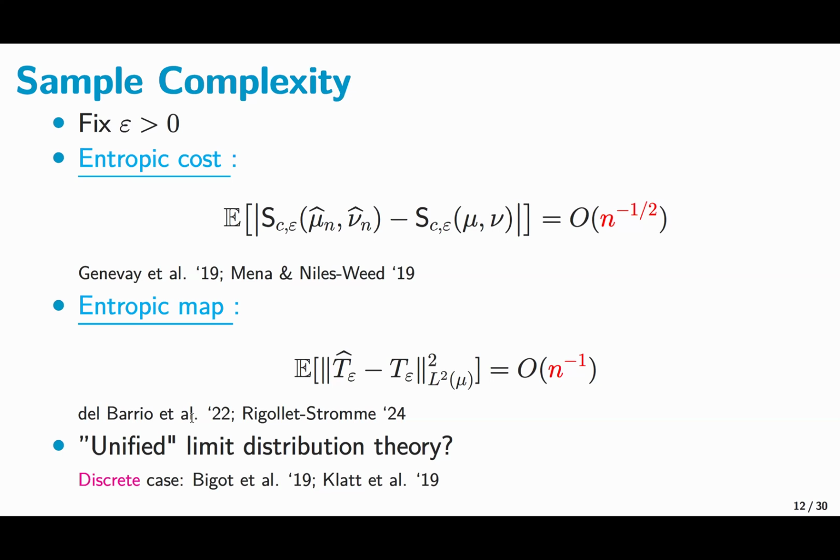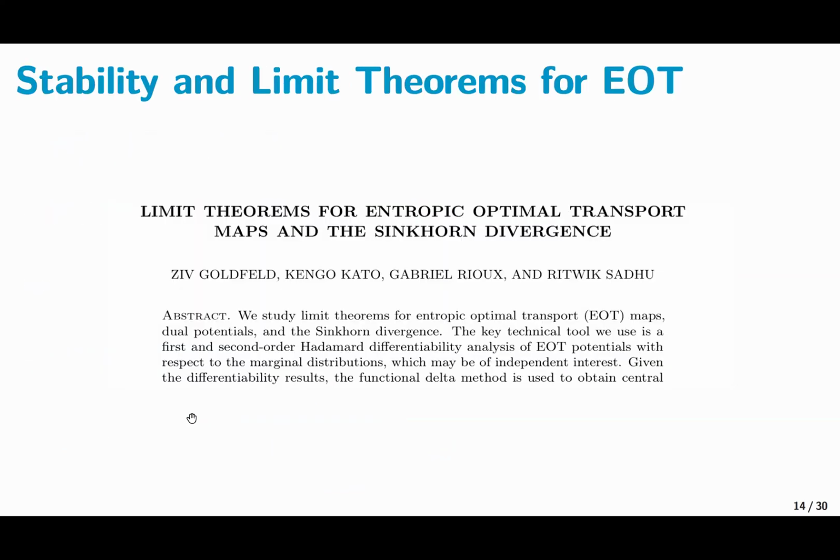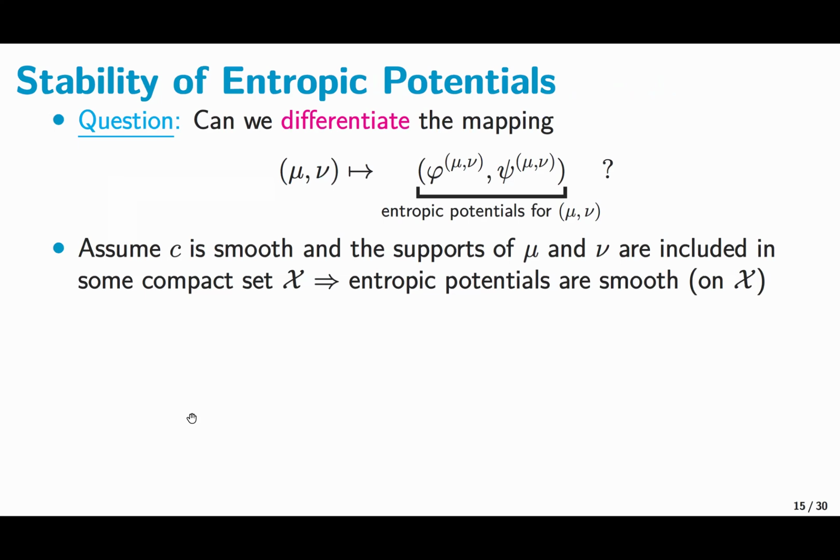So we wanted to develop a unified limit theory for entropic optimal transport with general marginals that can lead to asymptotic distributions of several objects of interest in OT under the same umbrella. That motivates this paper, which was accepted last year by EJS. The question we are addressing in that paper is the following. I said that when you want to analyze EOT, it's enough to look at the entropic potentials. So the question is: can we differentiate the mapping from the pair of marginals into the pair of entropic potentials?